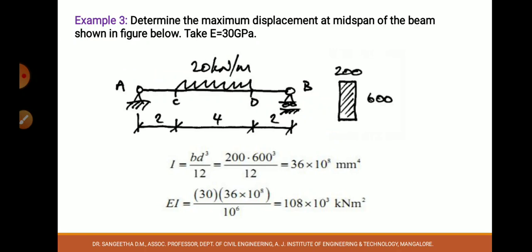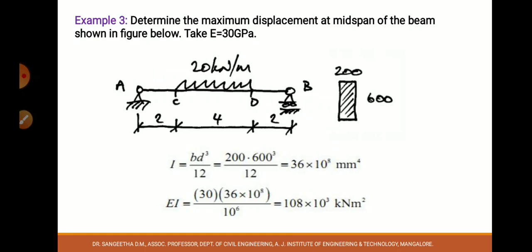Let me go for one more problem where you have the UDL only for a restricted small portion. Till now in all the problems you have studied about point loads. Now we are moving ahead to a UDL which is distributed for some span.